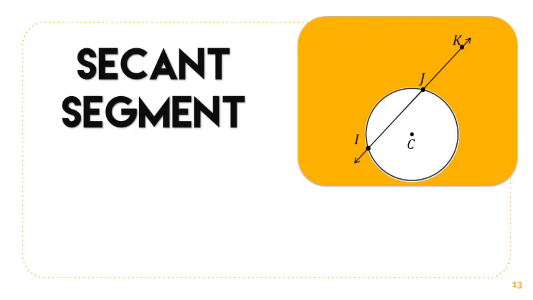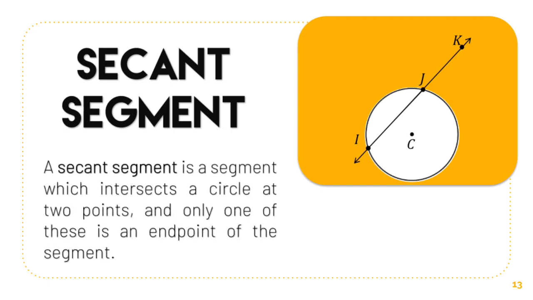Like a tangent line, a secant line has its subset, which is the secant segment. It is defined as a segment which intersects a circle at 2 points, and only one point of this is an endpoint of the segment. In the figure, segment IK is a secant segment of circle D. As you can see, point I, which is one of the endpoints of the secant segment, lies on the circle, and point K, another endpoint, lies at the exterior of the circle.